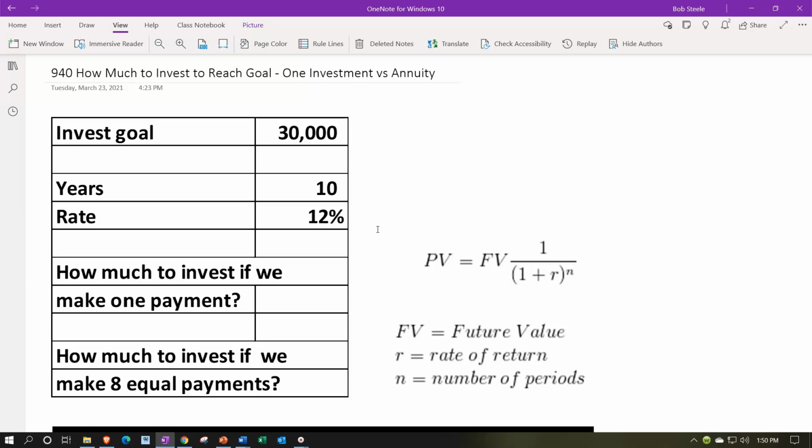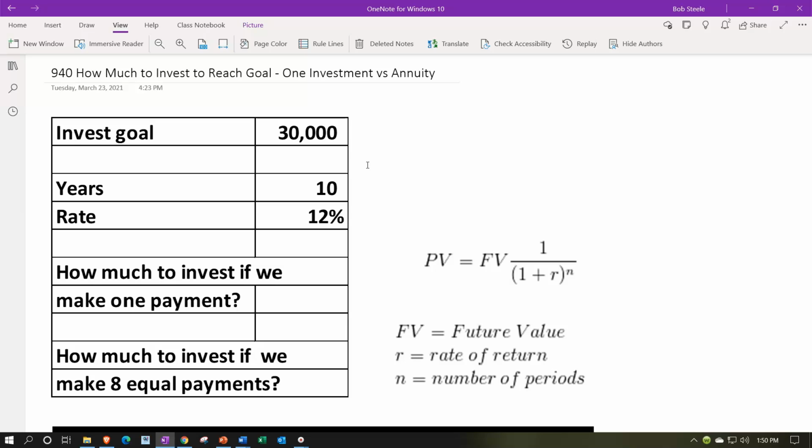Then we could also ask the question, how much to invest if we make 8 equal payments, meaning our end goal being the 30,000. If I pay in an annuity type of fashion, how much payments do we need to be making in order to reach that goal, once again, of that 30,000? That being a little bit more complex of a calculation. We'll take a look at that in the second component.